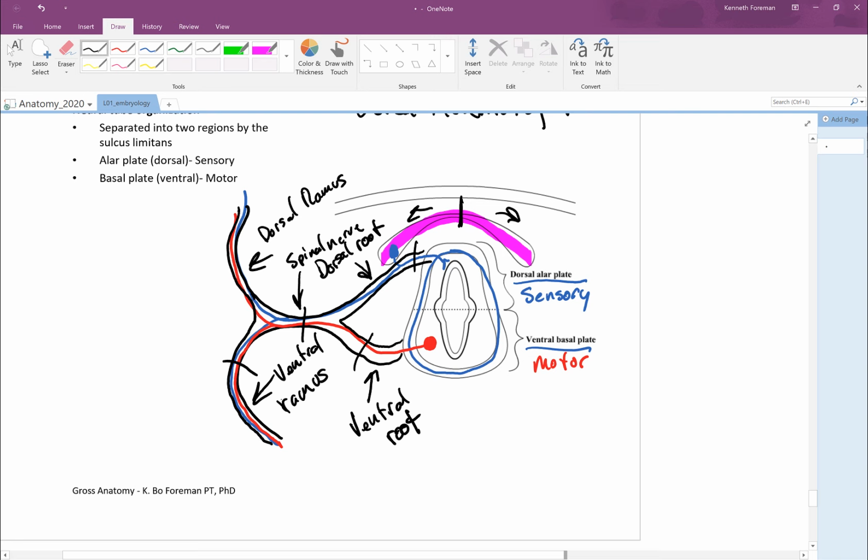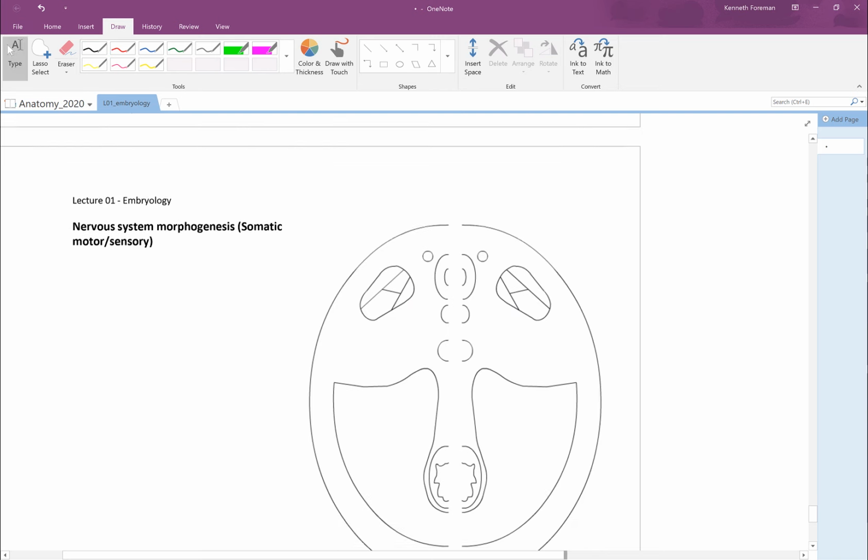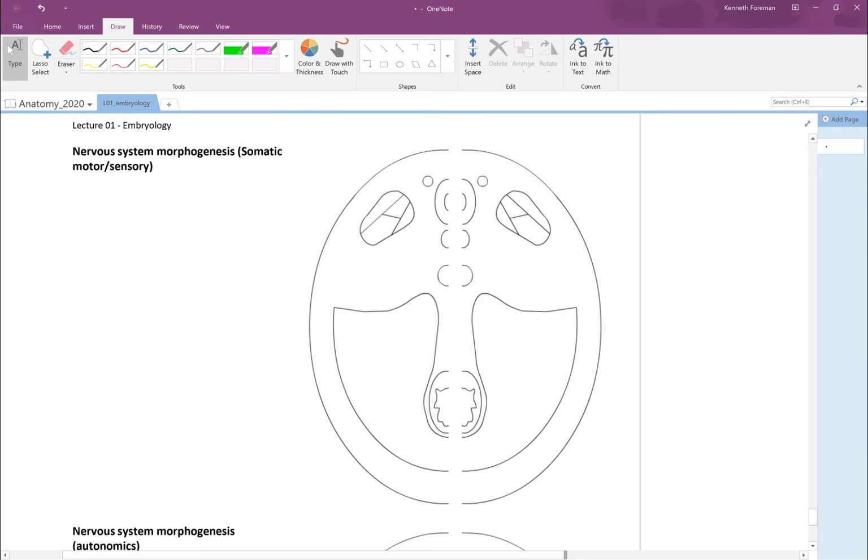If I cut just the ventral rami, I would lose motor and sensory from my anterior trunk and limbs. In dorsal rami, I would lose motor and sensory to my back musculature and skin in my back. So now I'm going to talk in a little bit more detail.